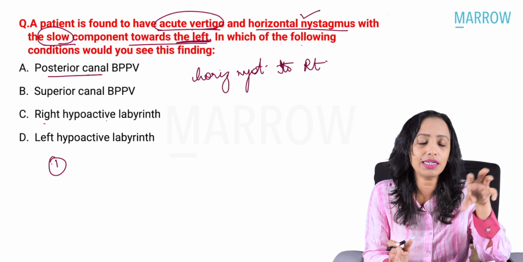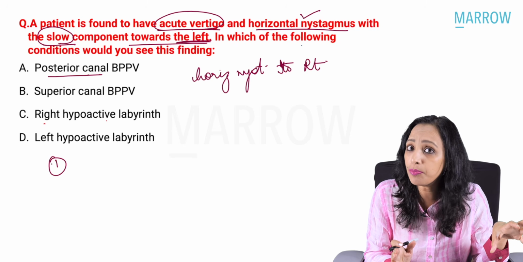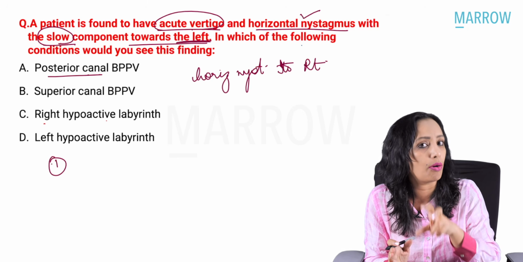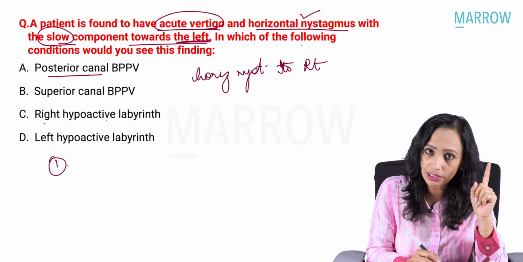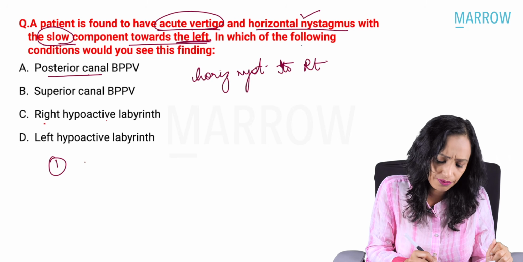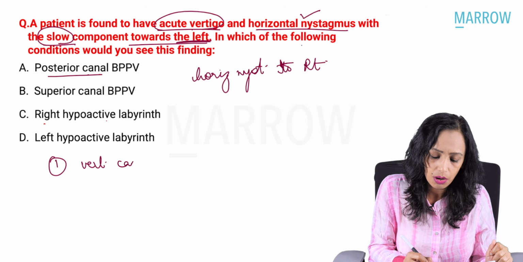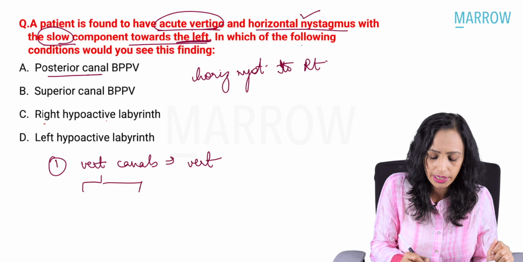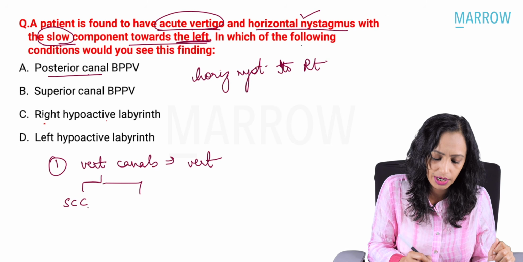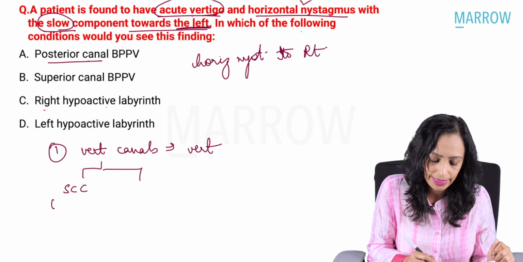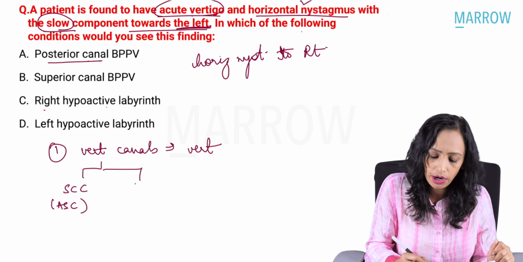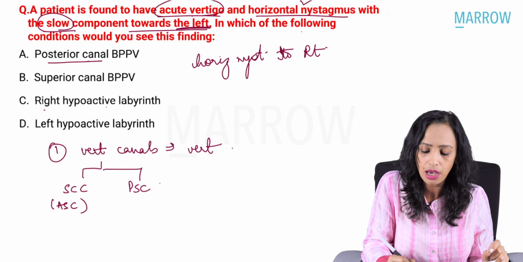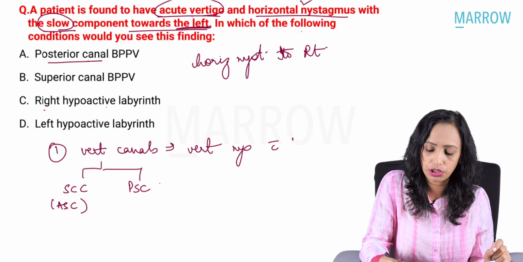Yes, and because it is the involvement of the inner ear, that is the peripheral pathology, nystagmus will also always have a torsional component. So that is the first thing I am asking you to remember, that whenever there is involvement of vertical canals, nystagmus will be vertical, right? And what are the vertical canals? Vertical canals are the superior semicircular canal, which we also call the anterior semicircular canal, or the posterior semicircular canal. They are vertical canals, so nystagmus will be vertical nystagmus with torsion, right?